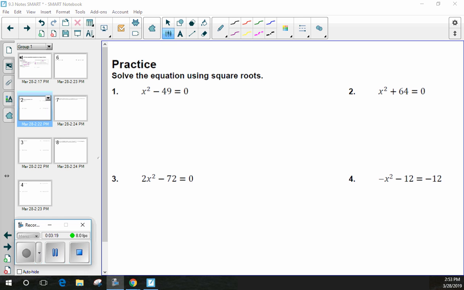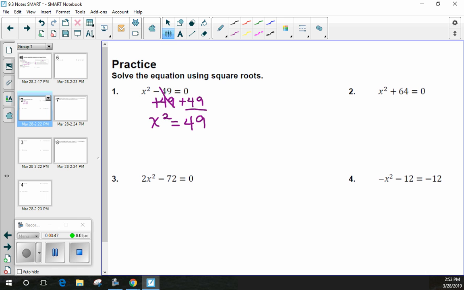X squared is not by itself, so we need to do that work. We'll move the 49 by doing the opposite operation. So we'll add 49 on both sides, right? That leaves just x squared by itself on the left side. On the right, what is 0 plus 49? 49, right? And look at that. If this is by itself and it's equal to something positive, this is going to have 2 real roots. Whatever the square root of 49 is.